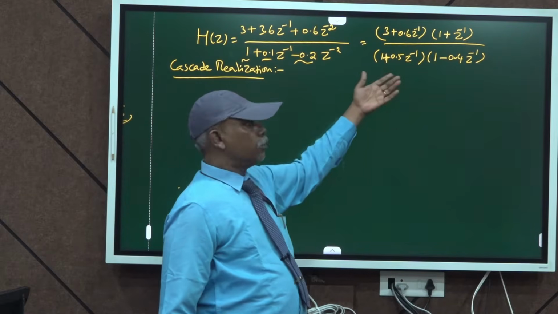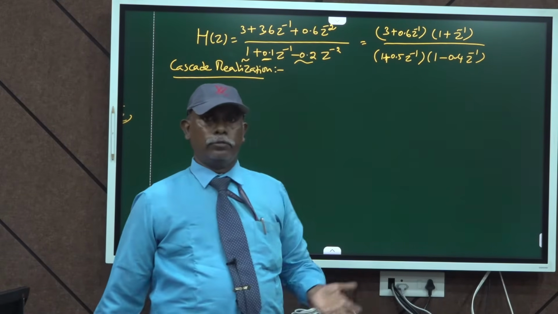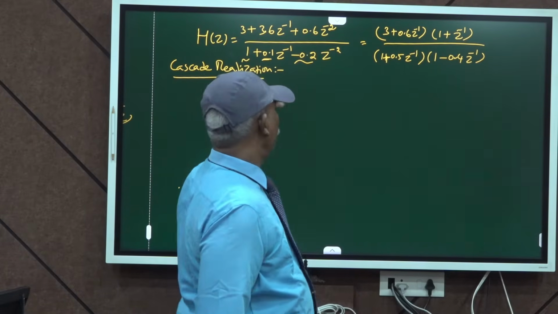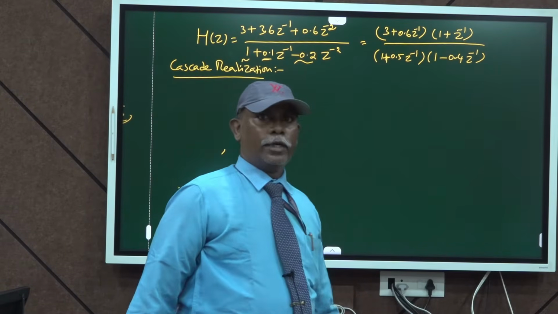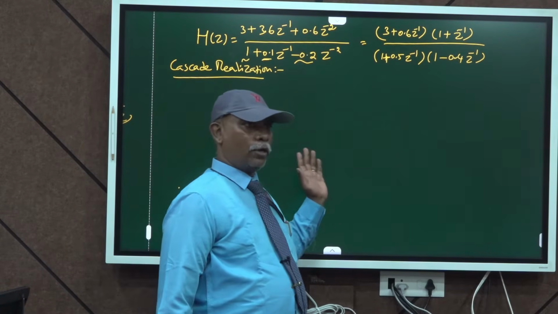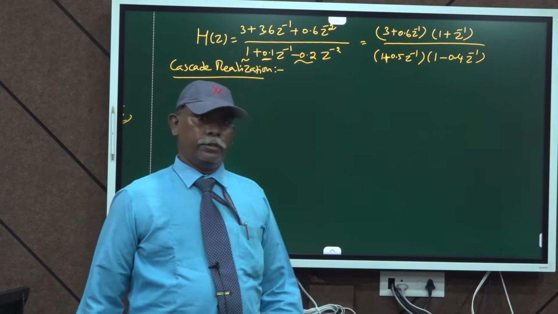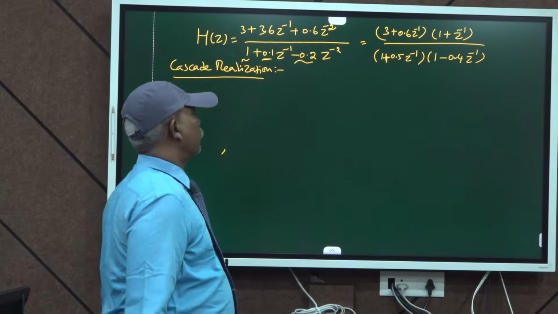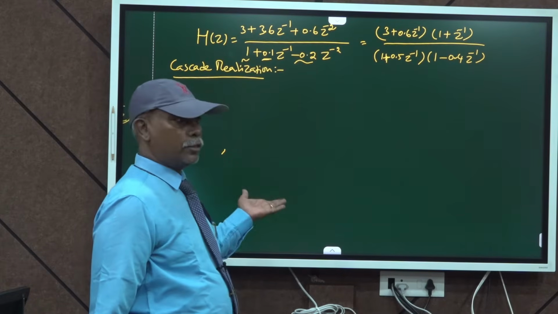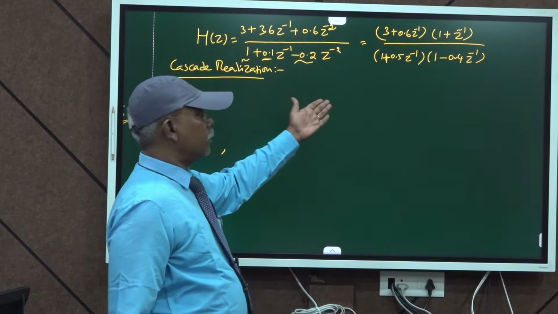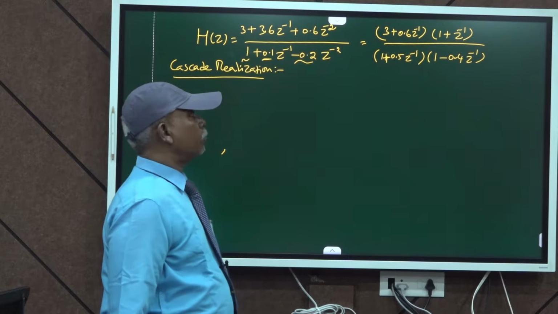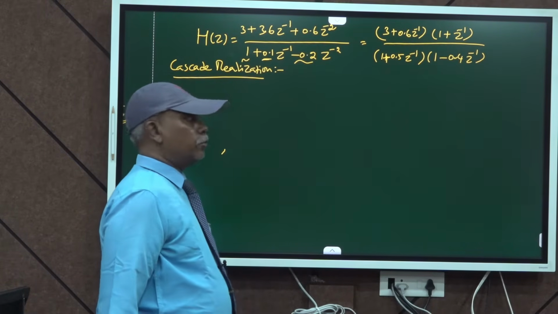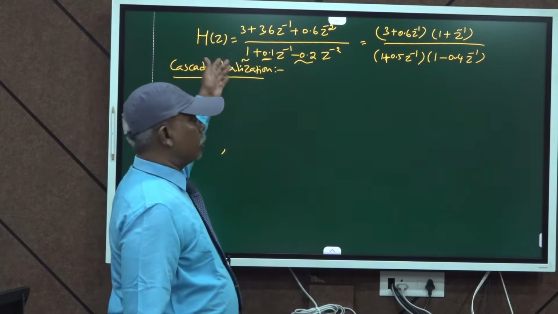Once you have your factors, if you have doubt whether they are correct or wrong, just multiply both factors and you get the original equation. Please check whether the original polynomial, 1 plus 0.1 z power minus 1 minus 0.2 z power minus 2, is coming or not. You factorize it and check whether your factorization is right by multiplying the two factors. Do the same for the numerator.